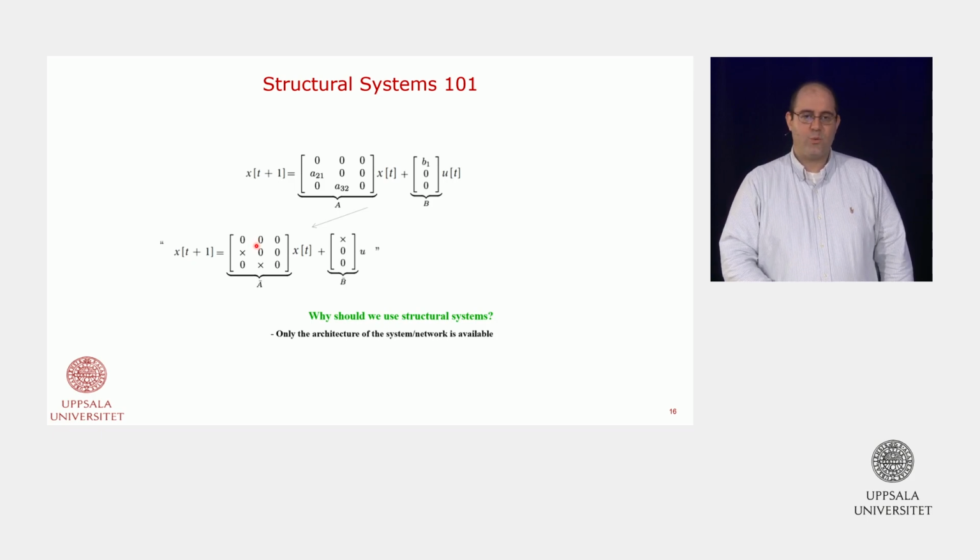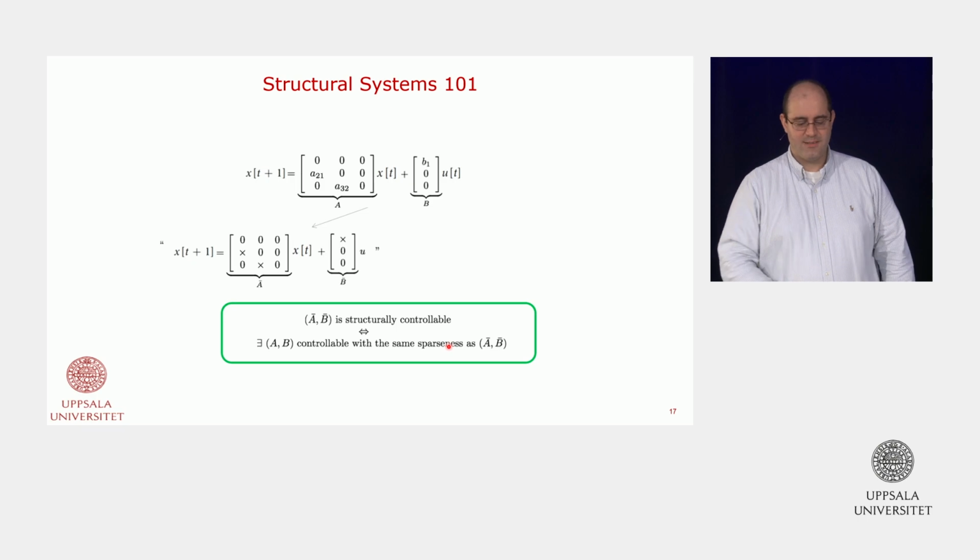Now, why do we want to do that? Again, sometimes the architecture is the only thing that is available. But there are other reasons why we'd like to do that. So it may seem a limitation to start with, but it turns out that if a system described only by the structure is structurally controllable, and we will make sense of what needs to be in place to guarantee structural controllability, well, there exists a pair A, B with the same structure as A bar and B bar that will be controllable in the usual sense, in the sense that we just recapped before.